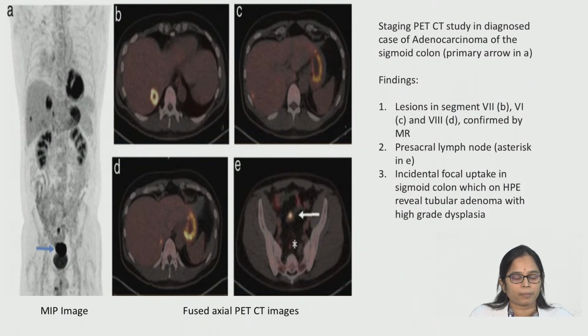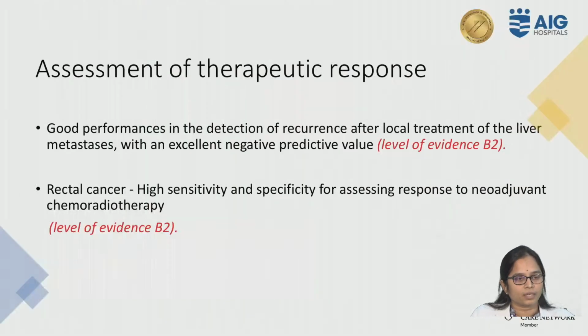The next indication where PET CT is useful is assessment of therapeutic response. In rectal malignancies nowadays, whenever there is locally advanced disease, we see neoadjuvant chemoradiotherapy. In these cases, and also in the case of liver metastasis, whenever local therapies like transarterial chemoembolization or TARE have been given, PET CT performs quite well. It has an excellent negative predictive value. In the case of rectal cancer, for response assessment, if they are responding, the prognosis is good. If they are not responding, the prognosis is bad, as pathologist Dr. Anuradha explained in detail regarding the response to therapy.